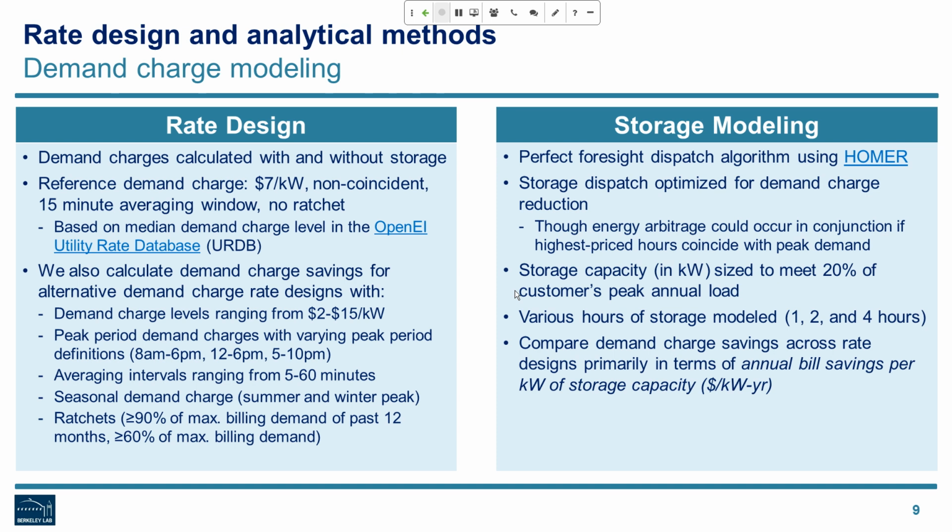So the storage was modeled using a perfect foresight dispatch algorithm using this HOMER Grid software, which is a commercial software. It was optimized to reduce the demand charge only. The storage capacity of the system was sized to meet 20% of the customer's peak annual load. And we modeled 1 hour, 2 hour, and 4 hours of storage. So 4 lengths or sizes of storage.